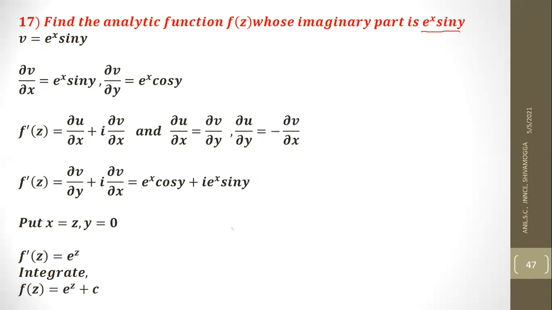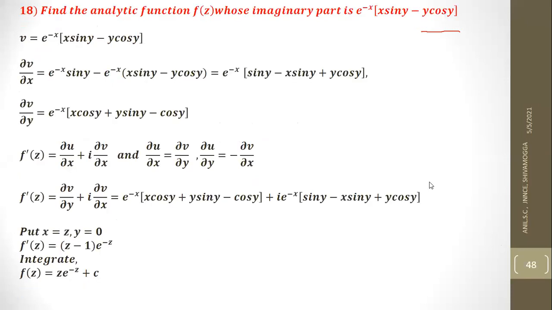Yes, sir. Okay. We'll move to the next problem. Find the analytic function whose imaginary part is e power minus x into x sin y minus y cos y. This is another simple problem.